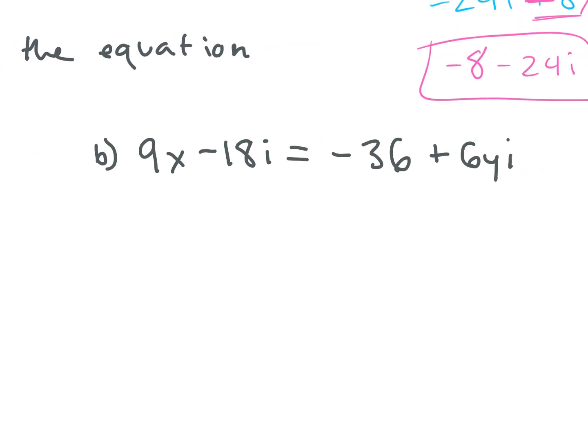All right, for B, what do I need to do first? Set the real parts equal to each other, so 9x is equal to negative 36. How would I solve for x? Divide by 9. So what does x equal? Negative 4.